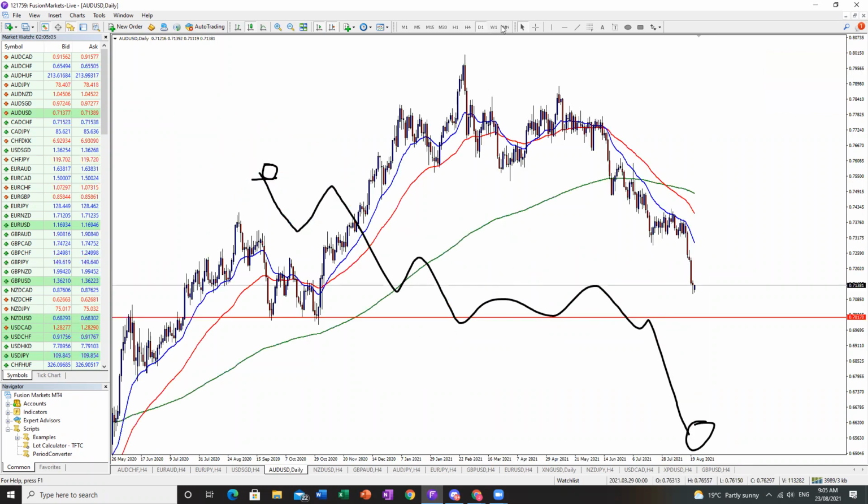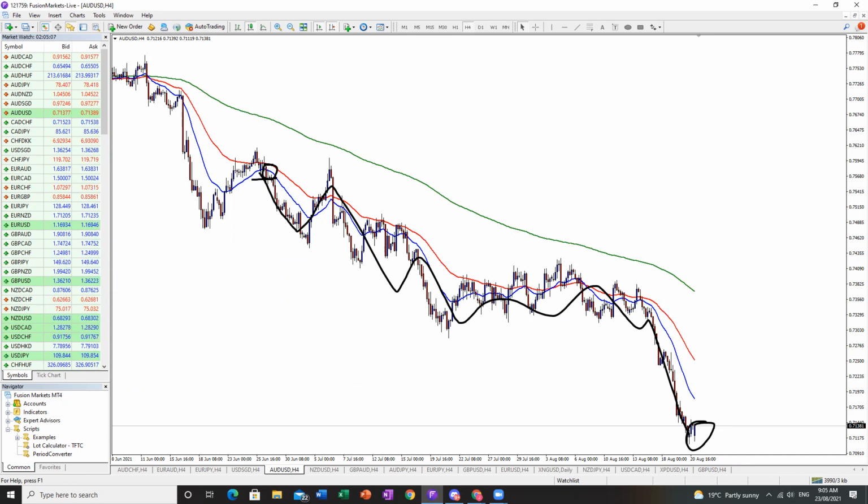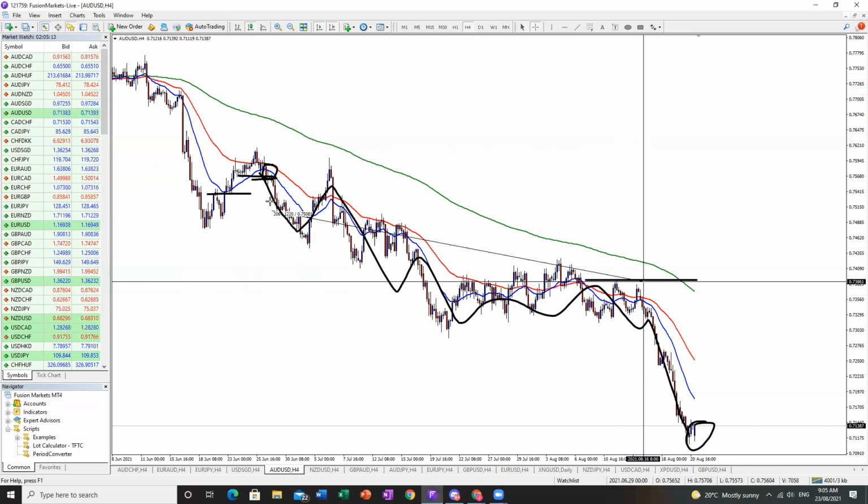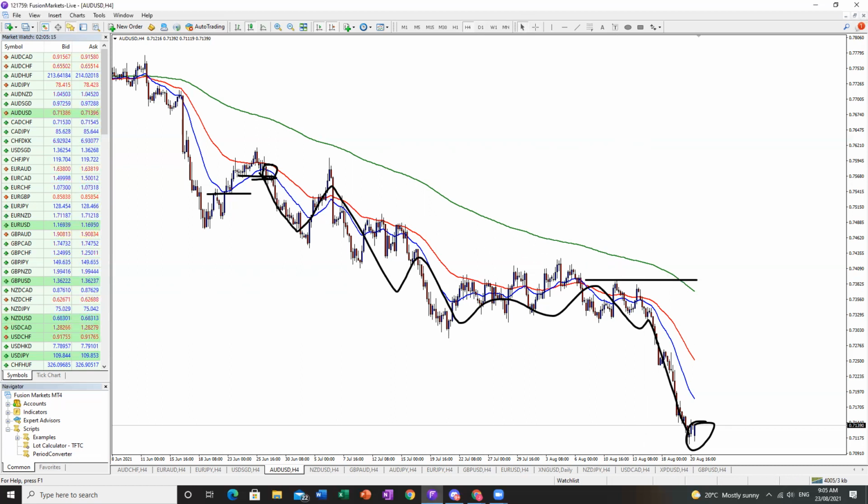Not too far from targets now. You can start trailing your stop losses now. So move it from there. I'll be moving it to about there now. So lock in 180 pips or so.